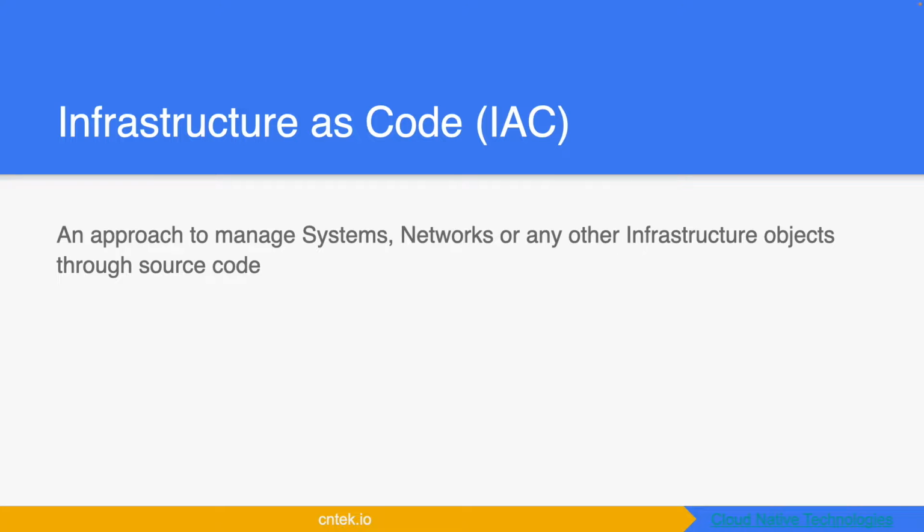So let's learn about infrastructure as code. Infrastructure as code is an approach to manage systems or networks or any other infrastructure objects through source code. Similar to how we write and manage applications using Python or Java, in the same way we define the infrastructure using code, and we can store that code in version control systems like GitHub, GitLab, or Bitbucket, etc.